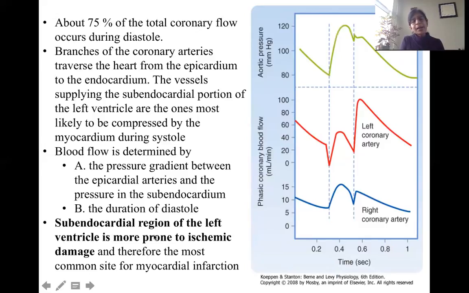Now, the subendocardial region of the left ventricle is more prone to ischemic damage. Yes, this is because the subendocardial region is the deeper part of the left ventricle, and that is the one with more muscle fibers, and that is the one with greatest pressure. All of those combinations make the left ventricle be the one to suffer from decreased blood supply, which we call ischemia. Ischemia is less blood supply than normal. Okay, so that's the most common site for myocardial infarction.